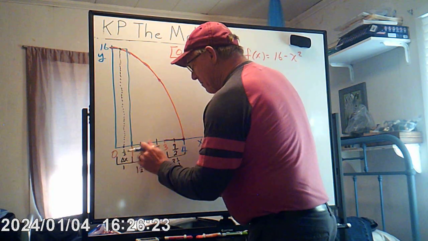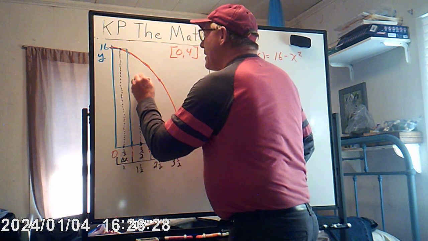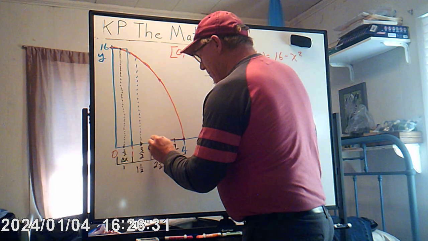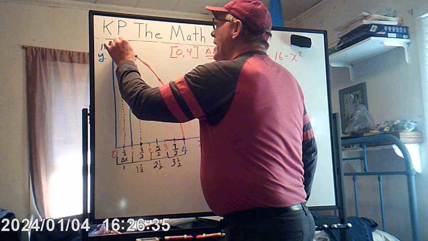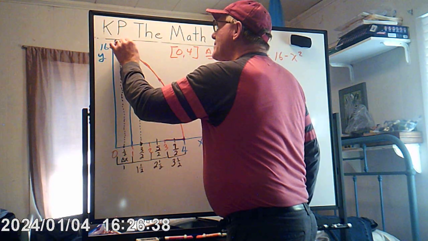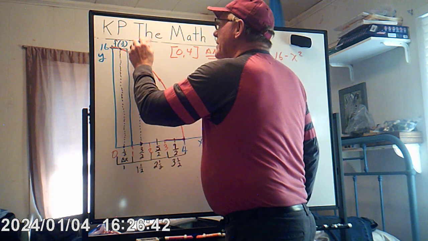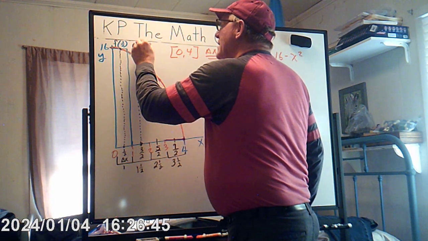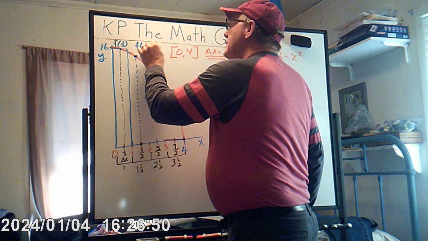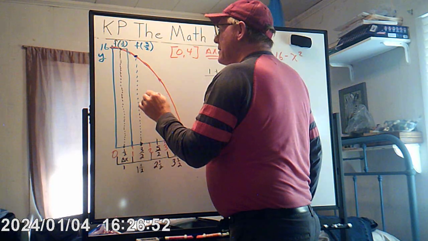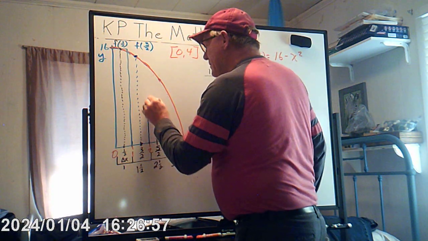So the midpoint between 1 and 2, we're going to get that dotted line right here, straight up like that. And we're going to draw our point right there. This is F at 1/2. Okay, right there. But the next one right here is going to be F at 3/2, right there. Now let's draw our rectangle straight up.